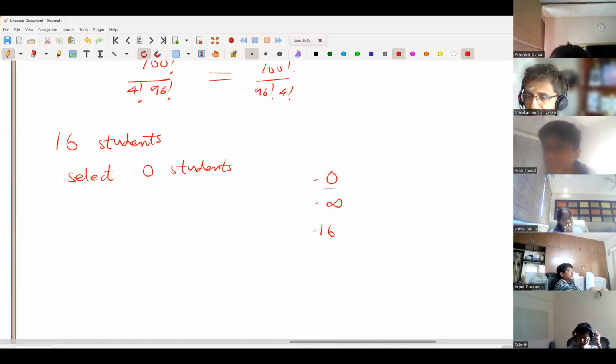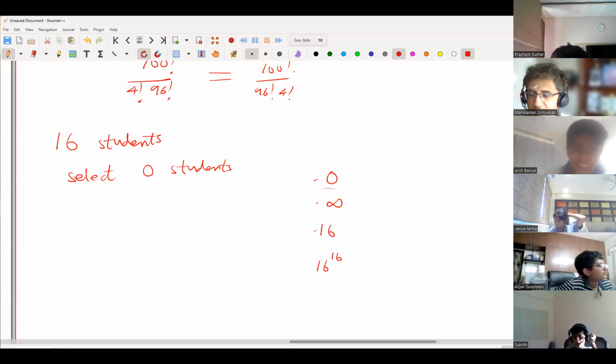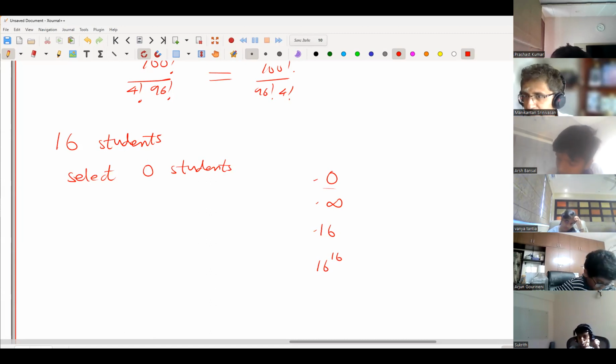I think 16 raised to the power 16. Okay. All right. So 0, it's hard to describe, right? If someone says there are 0 ways to select, I cannot ask him what is the 0, because he's saying there are 0 ways to select. There's no point asking. So maybe 0 is right. If I ask, show me the 0 ways, I cannot show you because there are 0 ways. Whoever is saying 0, their argument stands.